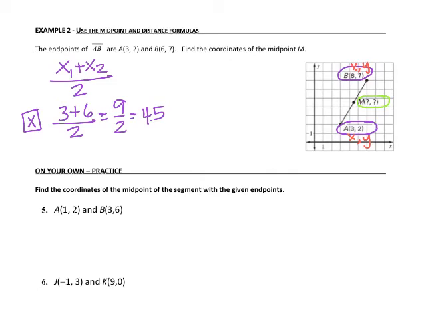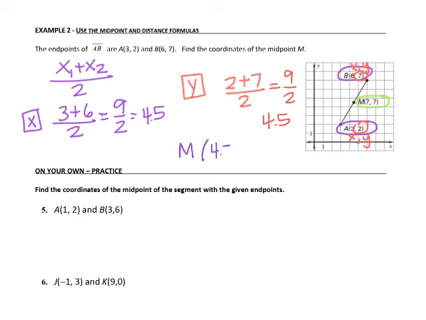All right, what if I do the same thing with my y values? To calculate the y value of point M, I'm going to take 2 from point A and 7 from point B and divide by 2. So it looks like we have 9 on top, and we're going to divide by 2. So my y value is also going to be 4.5. To finish this problem, I'm just going to write in that point M has an x value of 4.5 and a y value of 4.5.